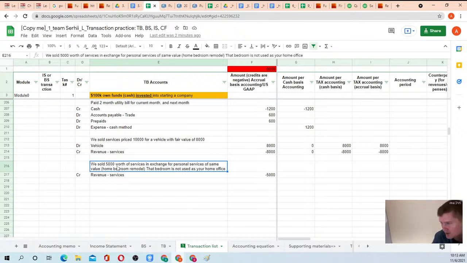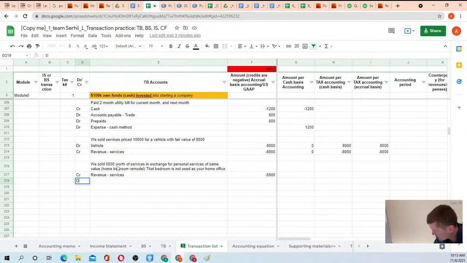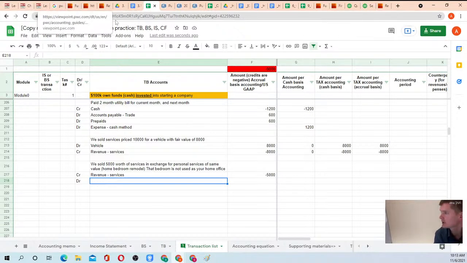If you buy some equipment for your kitchen purely for use in your business, that will be a business expense. But now we have something else. We have a bedroom remodel, and it is completely irrelevant. So do you have any idea where we should book the debit of that transaction? That's a totally personal expense. Let me make a quick check here. I will give you a minute to think about it.